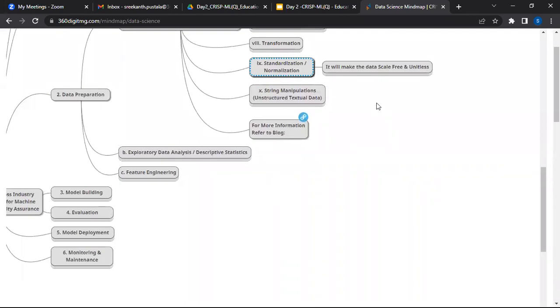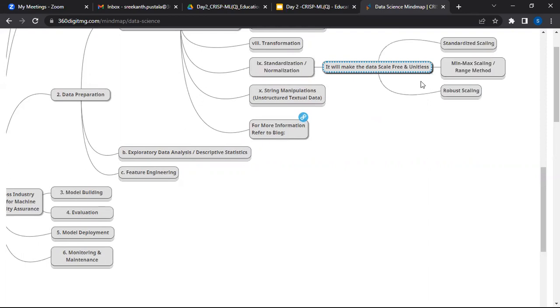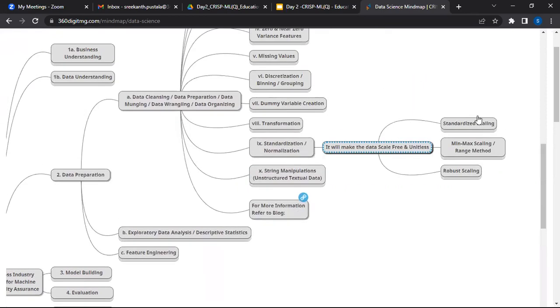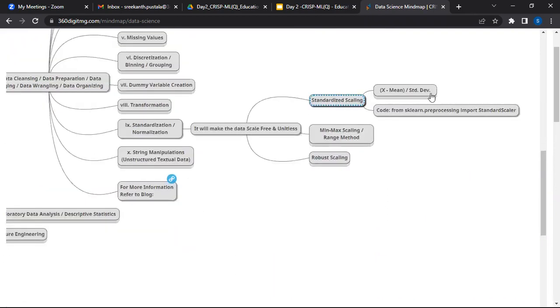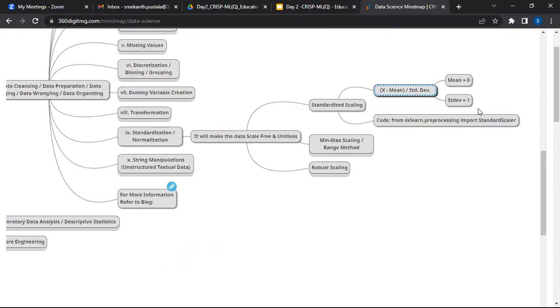Standardization or normalization will make the data scale free and unit free. There are three different techniques. First, standardized scaling, where the formula is x minus mean divided by standard deviation. The mean value becomes 0 and the standard deviation becomes 1. The code for this is StandardScaler, the function that performs standardization, which comes from sklearn.